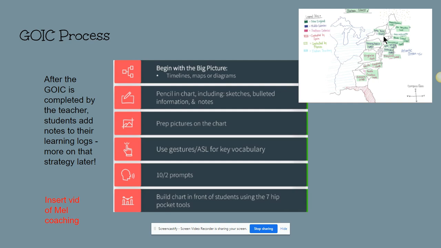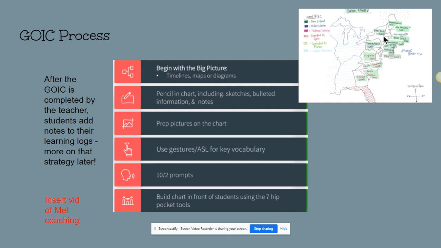Building this chart can take a few days or several days, depending on the scope and the sequence of your unit. And you'll want to think about when you want students to stop and process the information in chunks. And we call those 10-2 prompts, where you give 10 minutes of instruction and then provide 2 minutes for students to process the information in different ways with each other, think pair shares and turn and talks and those kinds of things.